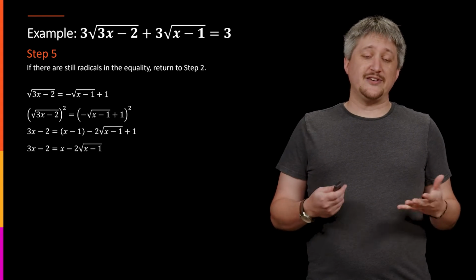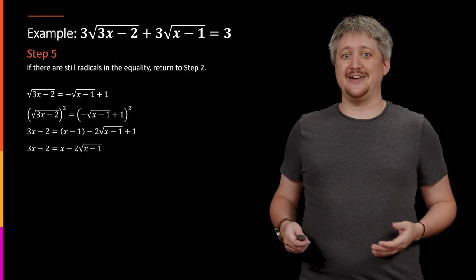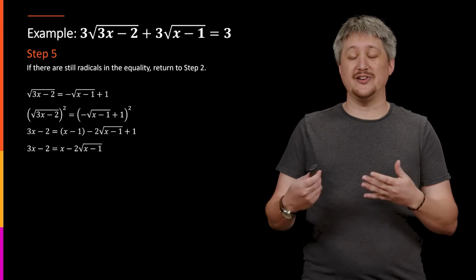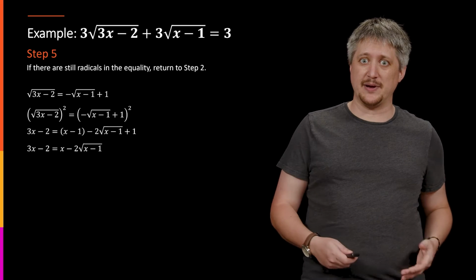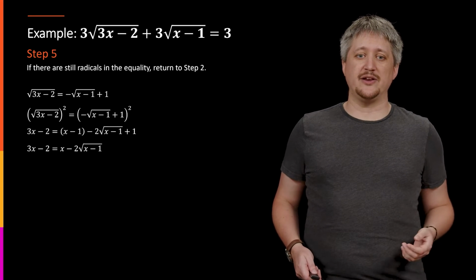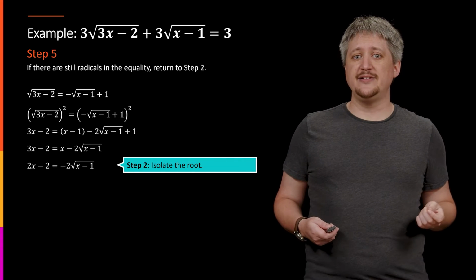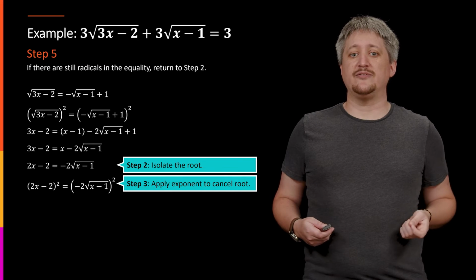Well, if I still have radicals, I basically rinse and repeat, right? I go back to the idea of, okay, if I still have radicals, isolate the radical, use an appropriate power, etc., right? So I still have a radical here, that's square root of x minus 1. So I'm going to isolate that by subtracting x from both sides and then dividing by that negative 2.